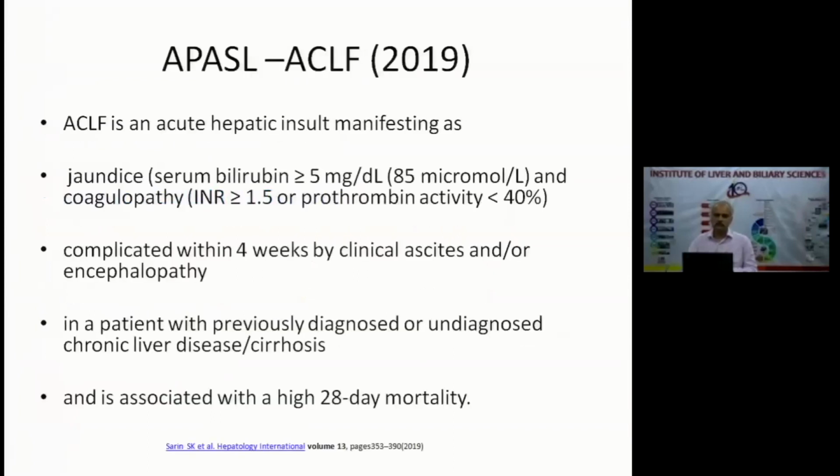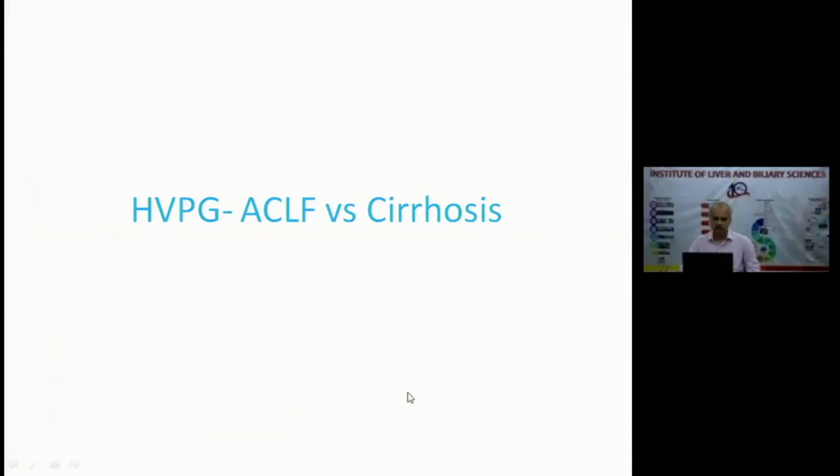We use the APASL definition: ACLF is an acute hepatic insult manifesting as jaundice and coagulopathy, complicated within 4 weeks by clinical ascites and/or encephalopathy in patients with previously diagnosed or undiagnosed chronic liver disease or cirrhosis, and there is a high 28-day mortality.